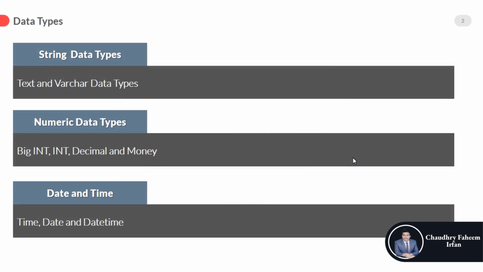So the first one is string data types. Text and varchar data types are used to store string data. Text is used to store a large amount of data. Varchar reserves space as much as required. Numeric data types are used to store numeric values. The money data type stores data in comma format.